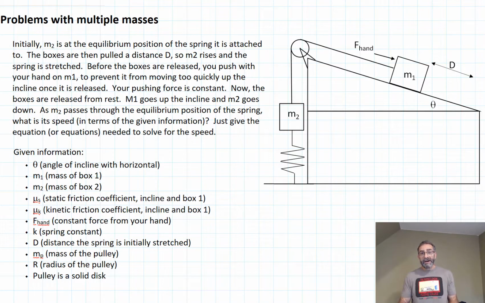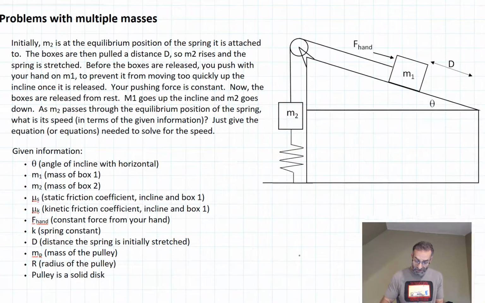This was a problem off of an exam I gave previously. So let's take a look at this problem using our energy lens, because we are looking for the speed. And that's a clue to us to use energy because it's already in the equation. One thing I like to do is to draw an interaction diagram.